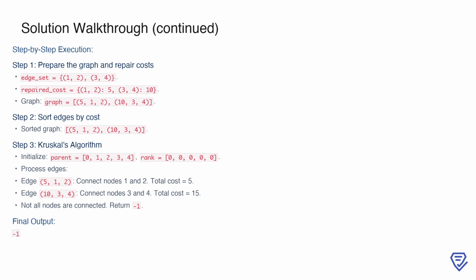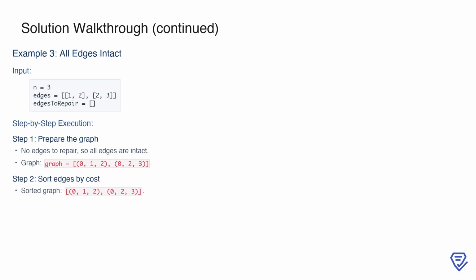Using Kruskal's algorithm, we initialize the union find structure with parent equals 0, 1, 2, 3, 4, and rank equals 0, 0, 0, 0, 0. The edge 5, 1, 2 is processed first, connecting nodes 1 and 2 at a cost of 5. Then, the edge 10, 3, 4 connects nodes 3 and 4, adding 10 to the total cost, which becomes 15. However, not all nodes are connected, so it is impossible to form a single connected graph. The output is therefore -1.